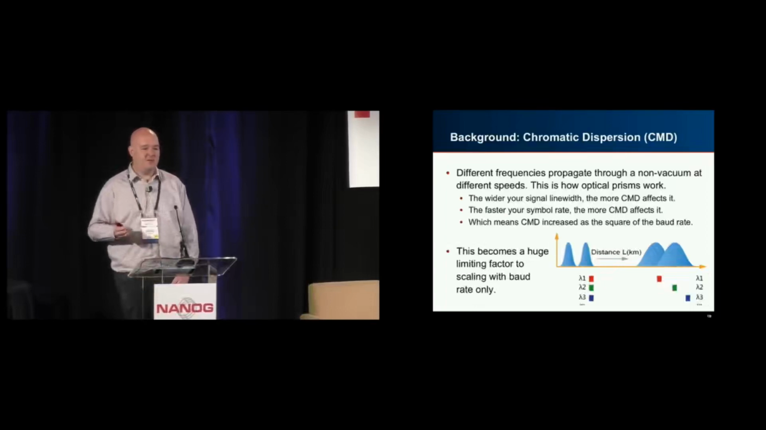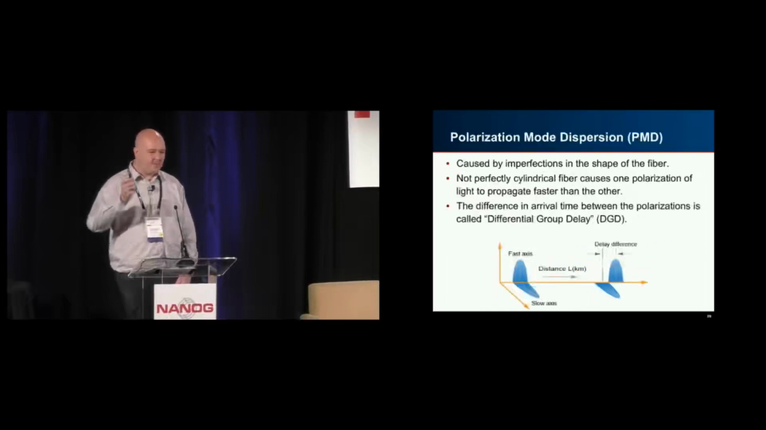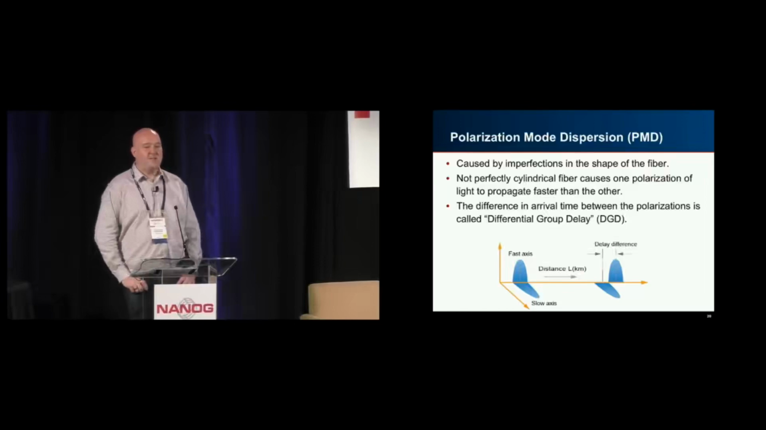CD, as it's called for shorthand, is one of the fundamental limitations, and historically was a huge limitation in optical systems and what kind of speed we could transmit. It really becomes a limiting factor when you try to scale up with baud rate. I'll talk more about what that means later, but this is just a fundamental concept of networking.